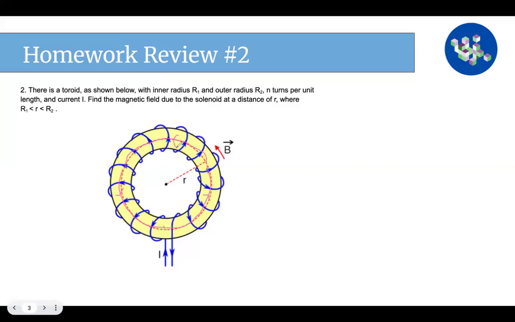And then, okay, I want to find the magnetic field due to the solenoid at a distance of small r. So, okay, I can see that right now the field lines form a closed loop and it's a perfect circle. And that really motivates us to use Ampere's law, remember? The integral of B dot ds equals mu zero times I enclosed.